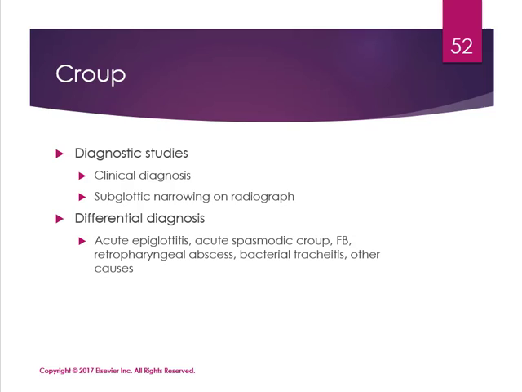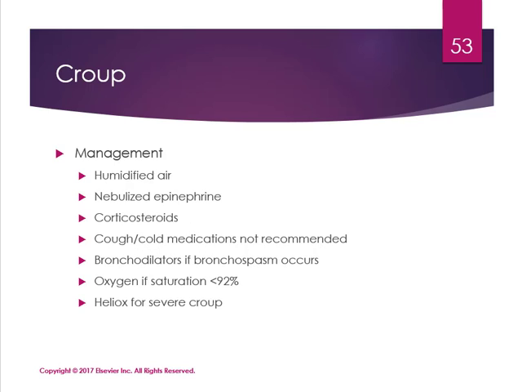Croup is typically diagnosed by clinical findings. If radiology is performed, there is often a subglottic narrowing noted on the x-rays. Some differential diagnoses include acute epiglottitis, acute spasmodic croup, a foreign body, a retropharyngeal abscess, and bacterial tracheitis.